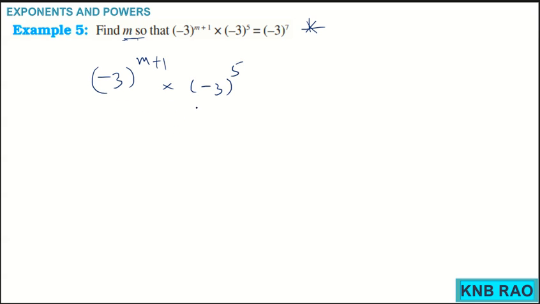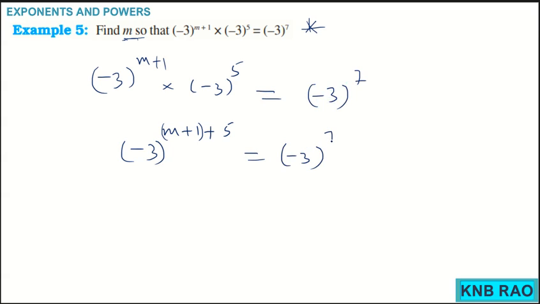Here bases are the same, and these exponential numbers are multiplied, so we will add the powers. So, m plus 1 added to 5, where it is equated to (-3)^7. That means (-3)^(m+1+5) becomes (-3)^(m+6) equal to (-3)^7.